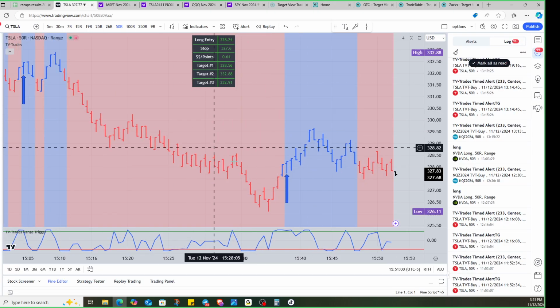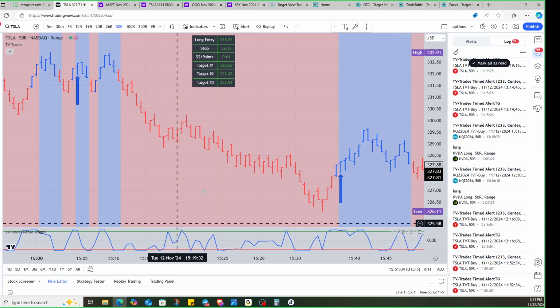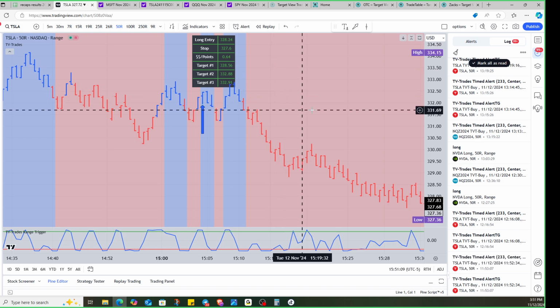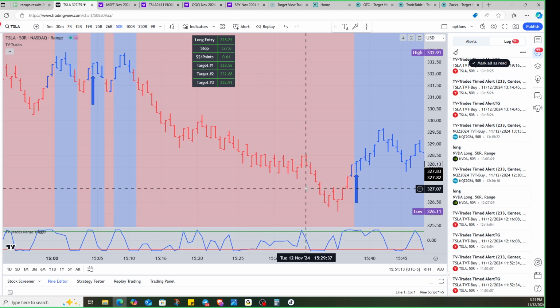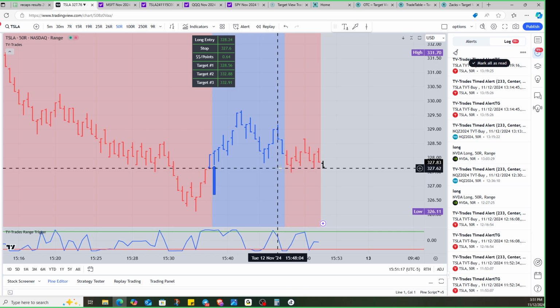And the regular software, I didn't even get into all the other features and all the stuff that comes with it. But in a nutshell, if you just have the basic TV Trades on and the background is red when you're coming out of the overbought, it's probably going to work out pretty well for you. And when you're coming out of the oversold, it's probably going to work out pretty well for you.